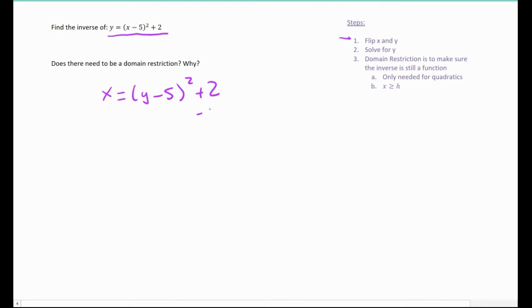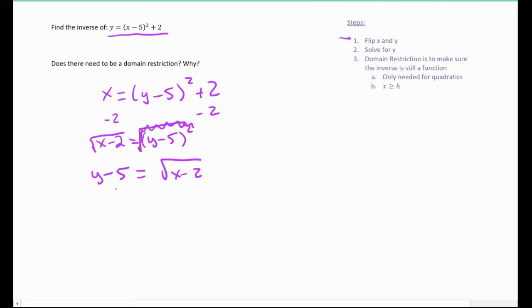First, I'm going to subtract 2 from both sides to get x minus 2 equals (y minus 5) squared. Now to get rid of this square, or the power of 2, I'm going to take the square root of both sides, so that cancels that out, and I'm left with y minus 5 equals the square root of x minus 2.